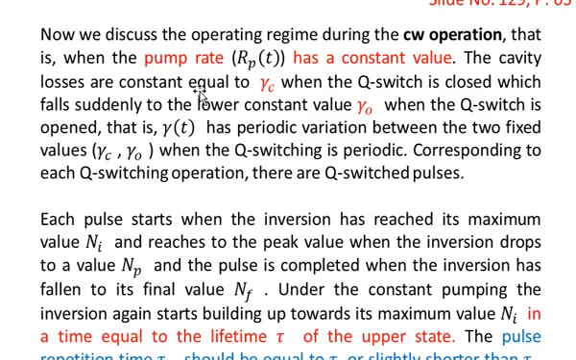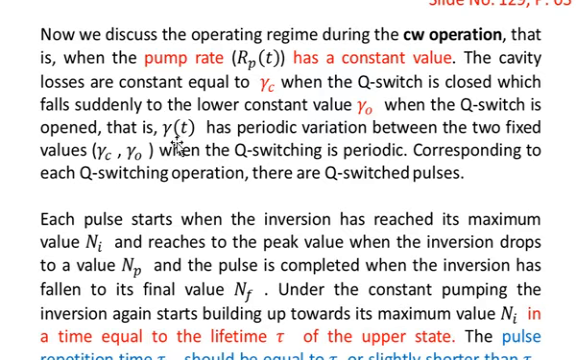The cavity losses are constant, equal to gamma C, and gamma C, you know, are the losses corresponding to the state when the Q switch is in the closed state. So the cavity losses are constant and equal to gamma C when the Q switch is closed, which falls suddenly to the lower constant value gamma naught when the Q switch is opened.